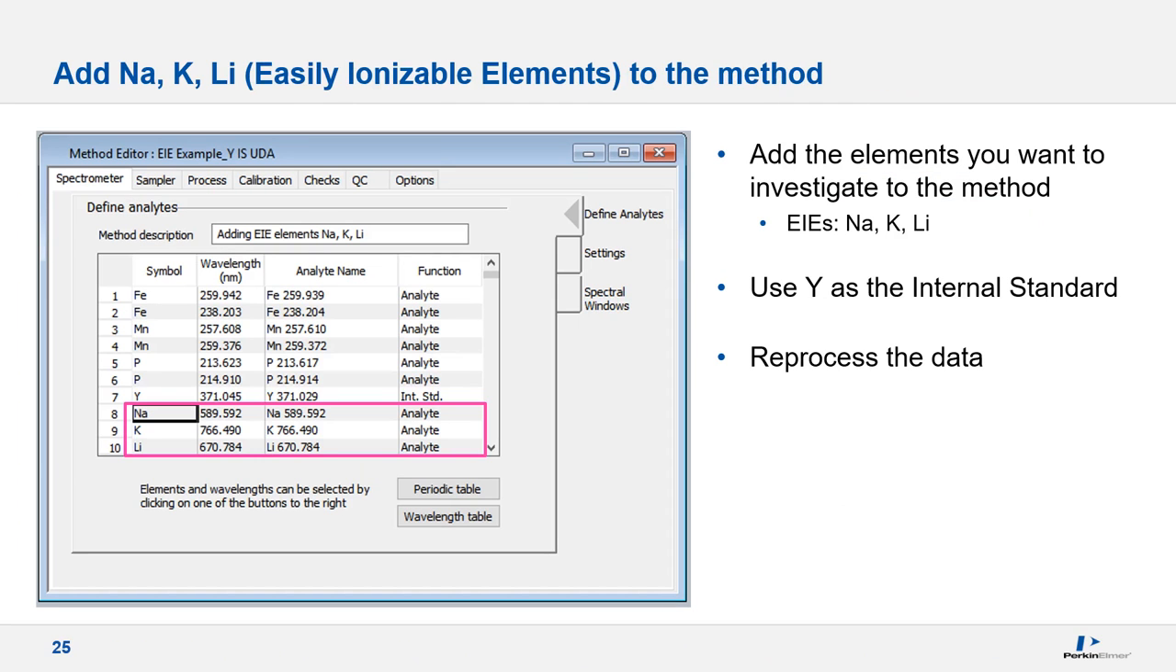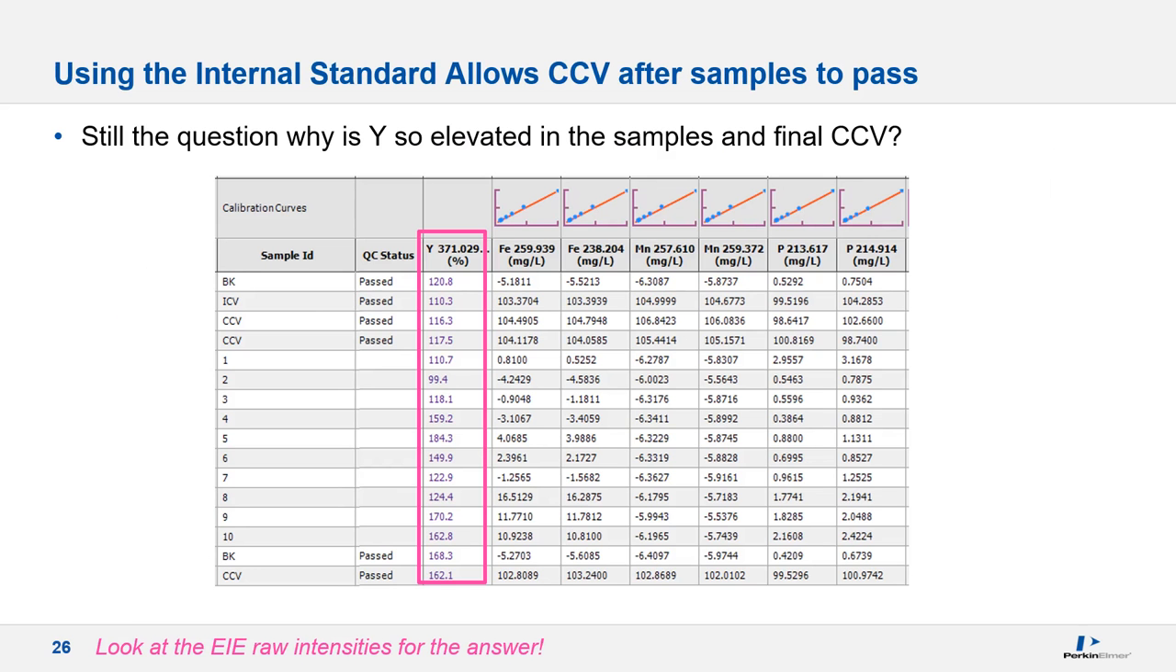Since the data was collected with UDA enabled, I can go back into my method and add elements such as sodium, potassium, and lithium, shown in the magenta box, that could be causing matrix interferences. I can also enable yttrium as the internal standard and then reprocess the sample data. Once I enable the internal standard and reprocess the data, the CCV check standard after the first 10 samples now passes within the limits of 90 to 110% recovery.